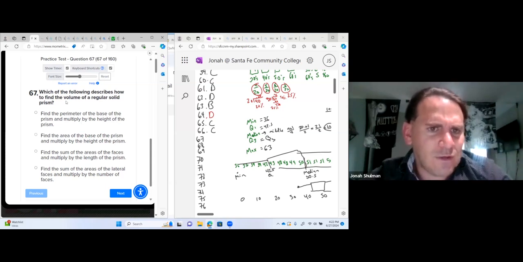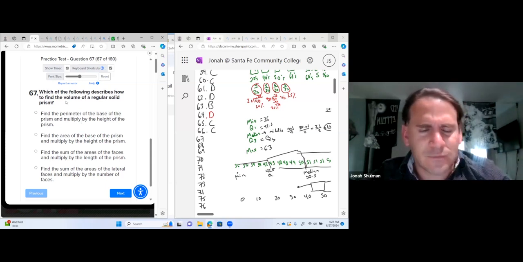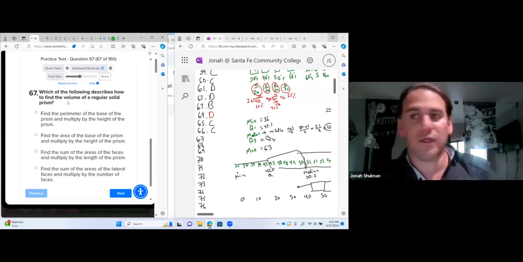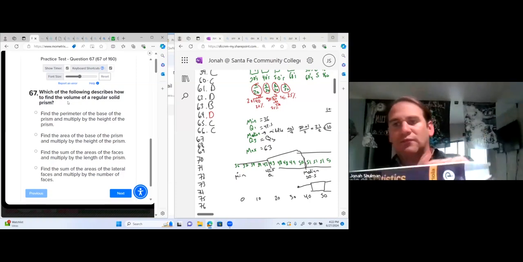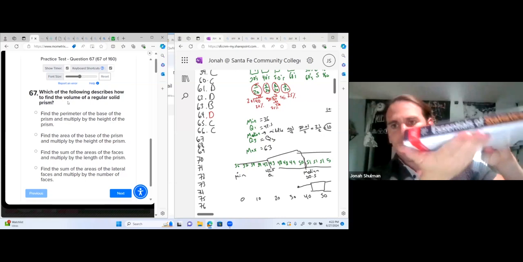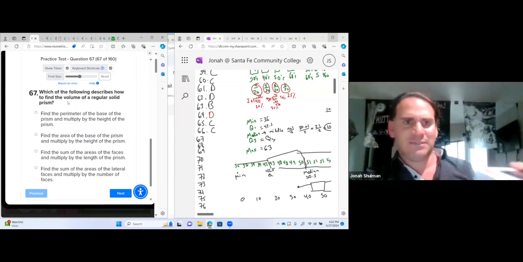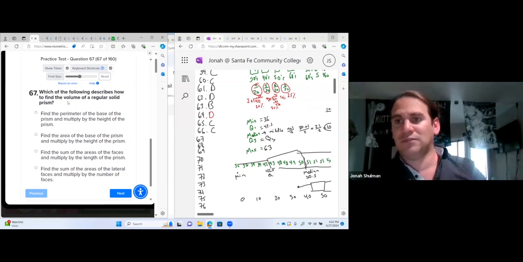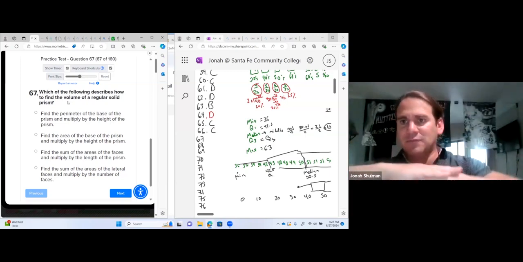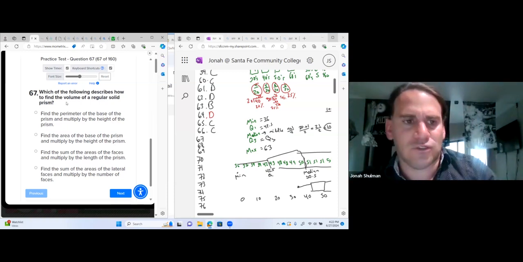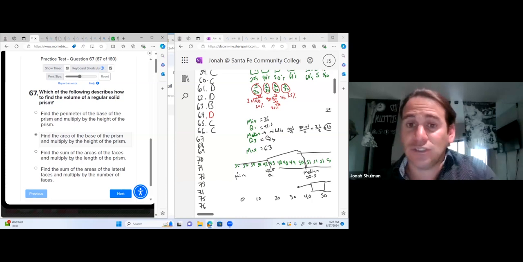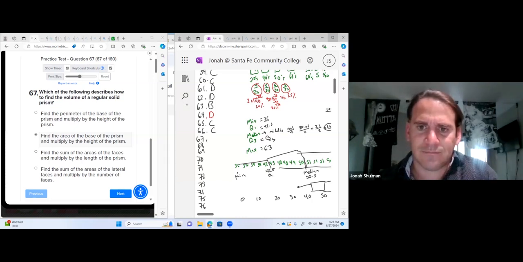Which of the following describes how to find the volume of a regular solid prism? So to get the volume of anything, like let's say it's this statistics book from the other class that I'm building right now, it's always the area of the bottom, the base, times the height. That's for every possible shape. That's if it's a prism. Prism means flat on top, flat on bottom. Pyramid means flat on bottom, but then it creates a triangle. So this one is find the area of the base and multiply by the height. It's just the formula. So 67 is B.